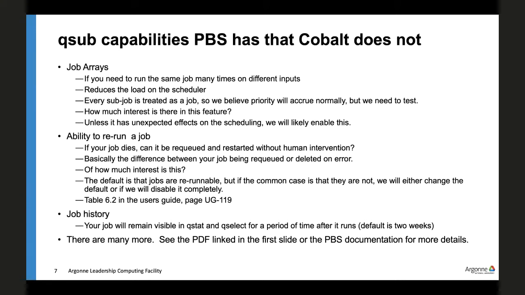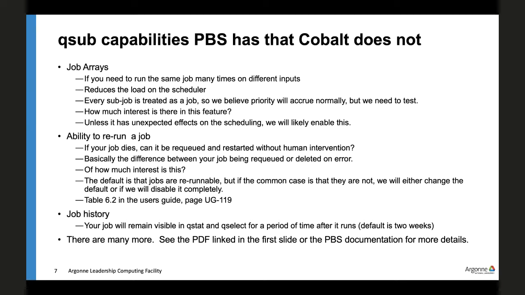And then, of course, there are a bunch of capabilities that PBS has that Cobalt did not have. A few of the ones that I think will be of interest: job arrays. So if you've got a parameter sweep to do, and you're going to run the same executable 10,000 times just with different inputs, you can create 10,000 input files, numbered 1 through 10,000, and then put in a job array of 10,000, and it'll run those.